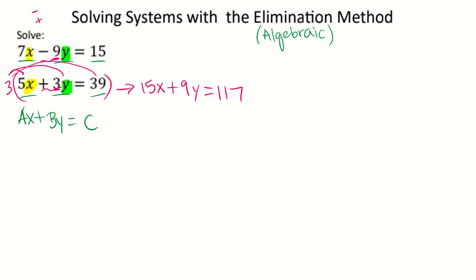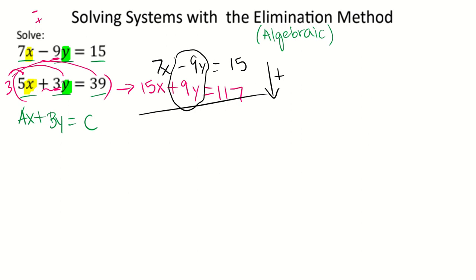Now we can write the other equation on the top: 7x minus 9y equals 15. If you look at this downwards, you can add downwards, and these two are going to cancel. Positive cancels a negative, 9 cancels a 9. That's what we want: we want to eliminate this and add downwards. So it's 7 plus 15, that's 22. And over here was 117 plus 15, 132. And now you just have this simple equation of 22x equals 132.